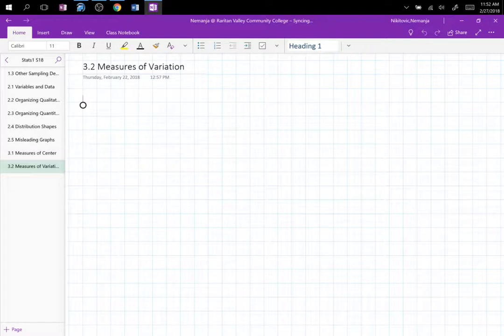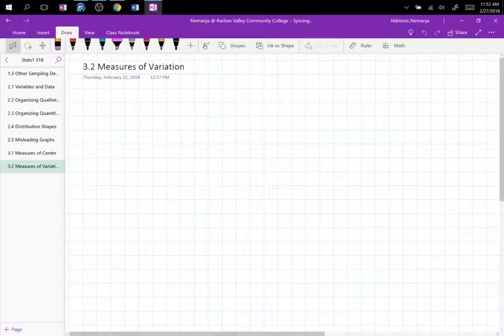So today we are going to talk about measures of variation, and we are going to have sample standard deviation and population standard deviation. We started talking about the variance. Before we get into standard deviations and so on, we'll first talk about something called the range.